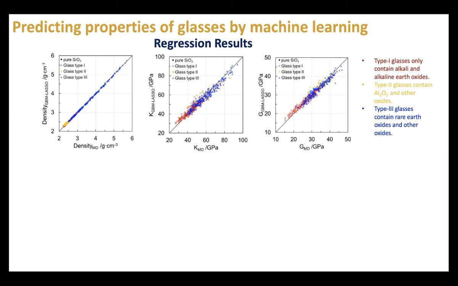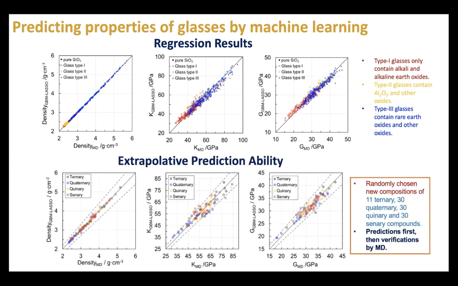That's not surprising as long as we have many descriptors. The more important thing is to show that our model has good prediction ability for unknown compositions. To verify that, we randomly chose about 100 new compositions, including 11 ternary, 30 quaternary, 30 quinary, and 30 quinary compounds. We first input the composition into our machine learning model, let it make predictions first, and then we confirm that by MD simulations.